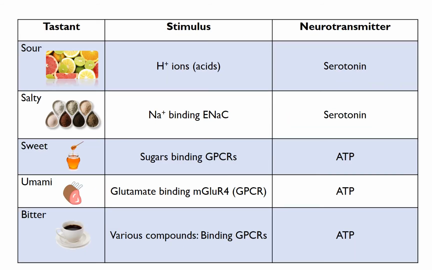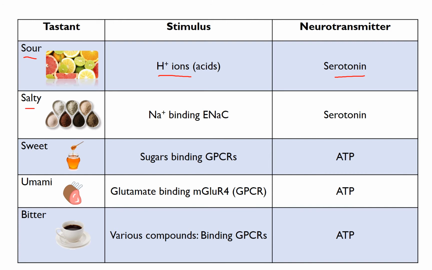Now, this is the breakdown of the tastants by their flavor profiles and then their associated stimulus that comes from them, and then the neurotransmitter that is released by the cell type that that particular tastant would bind to. So in the case of, for example, sour tastants, which is primarily derived from the acids in things like citrus fruits, that stimulus is hydrogen ions, and the neurotransmitter released is serotonin.